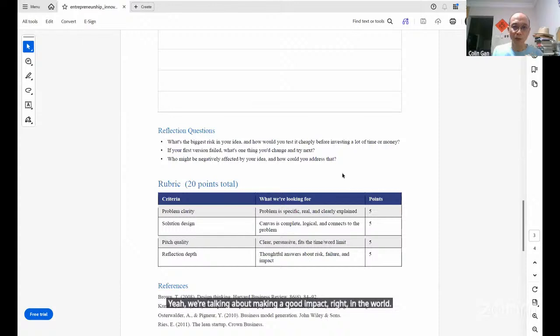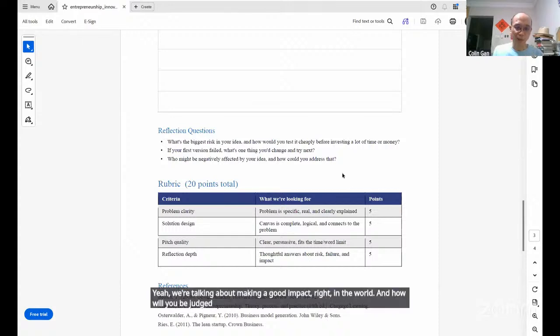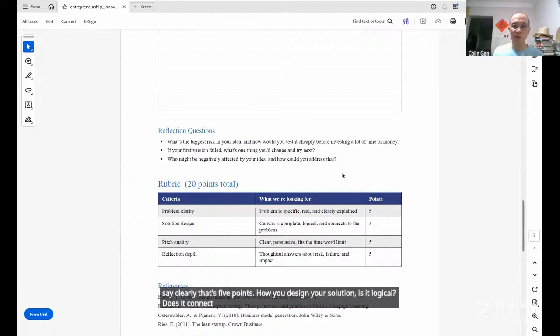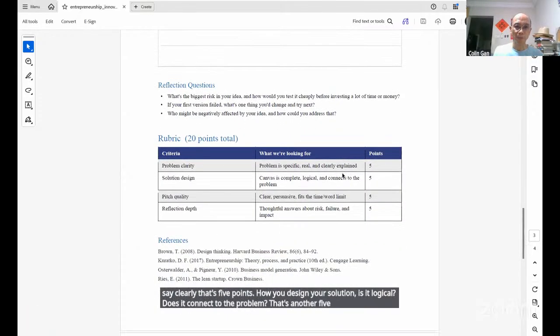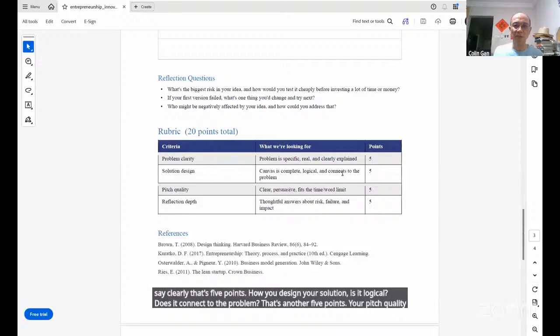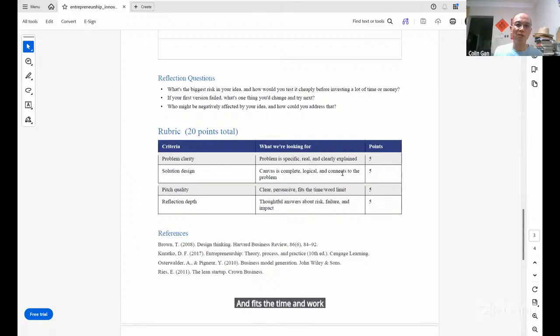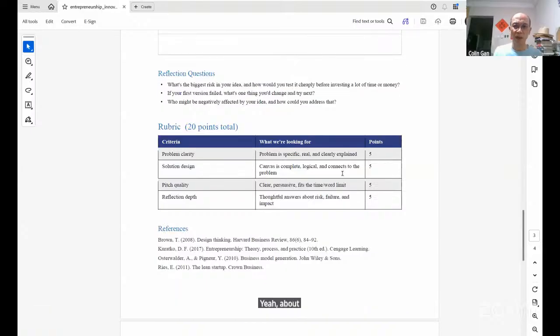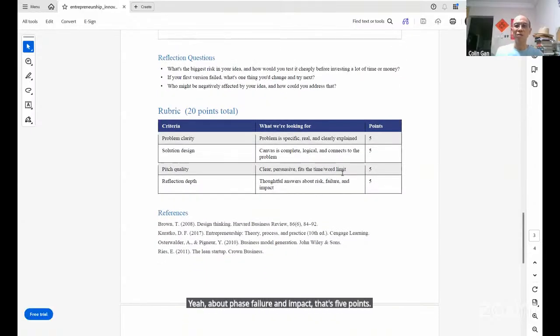And how will you be judged? We'll look at your problem clarity. Did you say it clearly? That's 5 points. How you design your solution. Is it logical? Does it connect to the problem? That's another 5 points. Your pitch quality. Is it clear, persuasive, and fits the time and word limit? That's another 5 points. Then reflection depth on what you have done, about risk, failure, and impact. That's 5 points. So total out of 20.